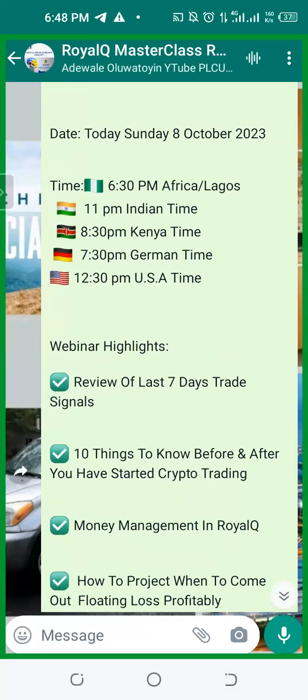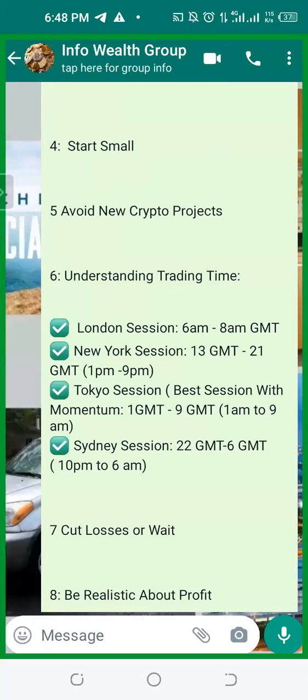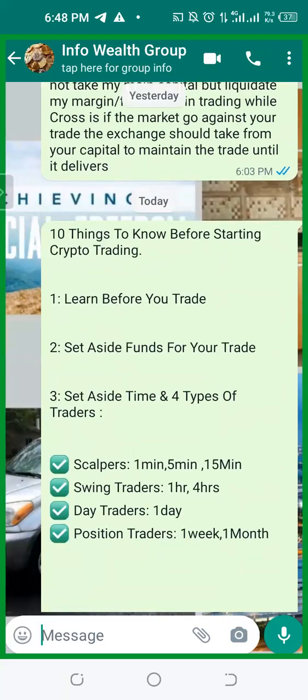I'm focusing on this training today: what are the 10 things you need to learn before you engage in trading? Number 2, you need to set aside funds for your trade. We pay bills, we have school fees to pay, just like your normal business. Make sure you dedicate some amount of money for your trade. I don't like anything entering into the fund that I use to trade, because that's what I use to make more money.